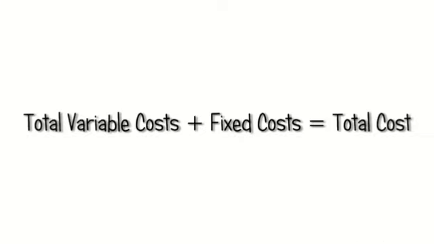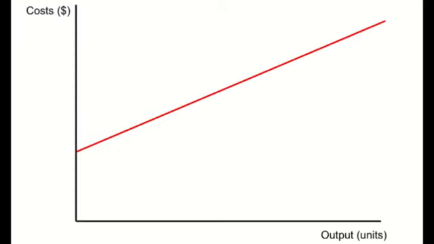Adding the total variable cost of the production to the fixed cost gives the value for the total cost. The red line in this graph shows the sum of the total variable cost and the fixed cost.